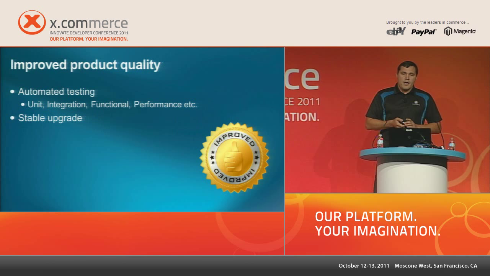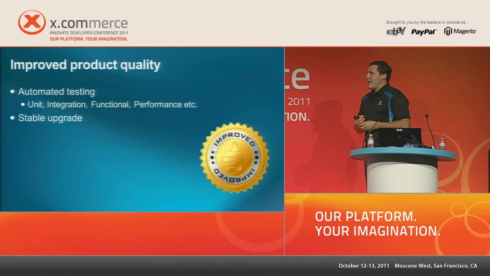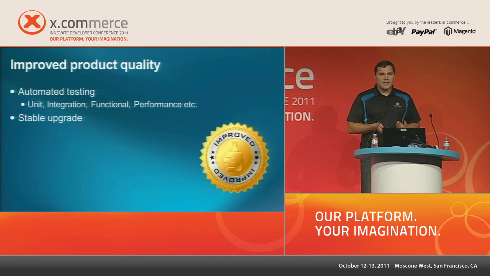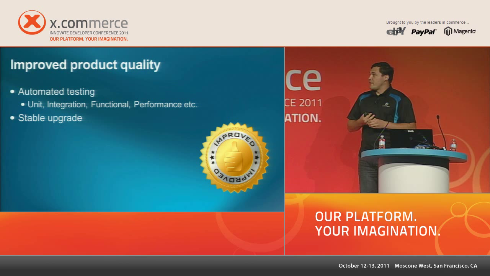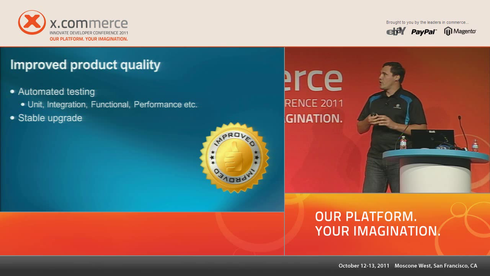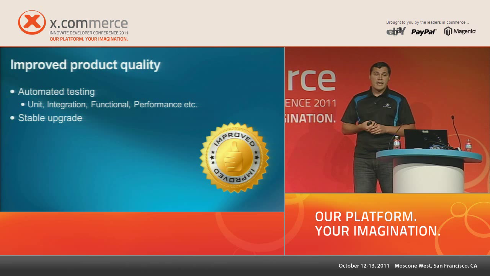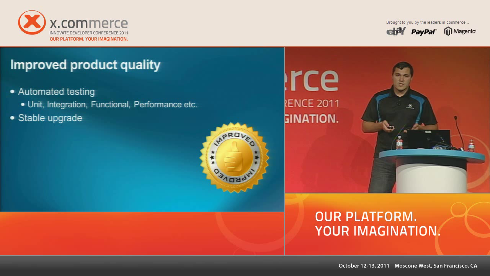Product quality is a very important aspect of any platform, especially when we are talking about e-commerce. Unfortunately, for Magento 1, we don't have any automated tests available that could be used by our developers. For Magento 2, to improve product quality, we will add big coverage of our code with different kinds of automated tests, and we are working on stabilizing the upgrade process and installation process for the system.